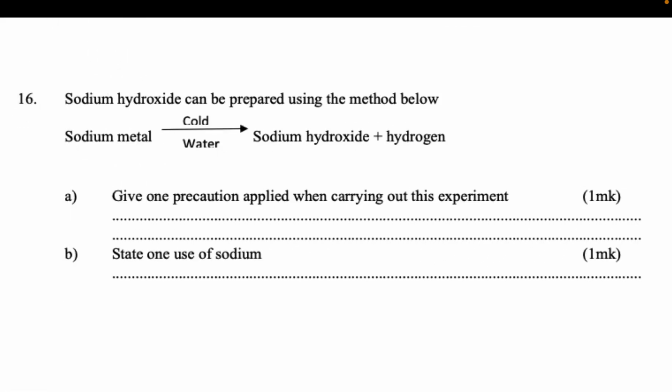16. Sodium hydroxide can be prepared using the method below. Sodium metal gives sodium hydroxide plus hydrogen. Give one precaution applied when carrying out this experiment. 1. State one use of sodium. 1.